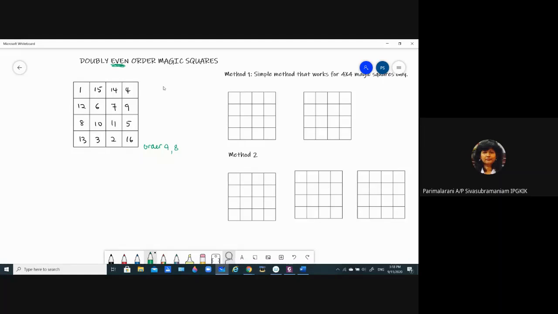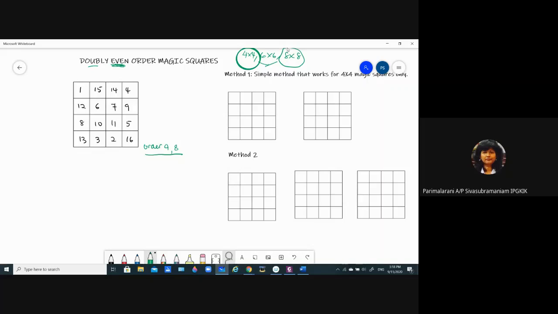But order 4 is called a doubly even order because you can divide by 4. 8 you can divide by 4. But 10 you cannot divide by 4, so it's not a doubly even order magic square. 12 you can divide by 4, so 12 times 12 is a doubly even order magic square. Here we are only going to look at 4 and 8. For even order magic squares, we are going to look at the 4 times 4, 6 times 6, and 8 times 8 magic squares. The 4 times 4 and 8 times 8 are doubly even order magic squares.